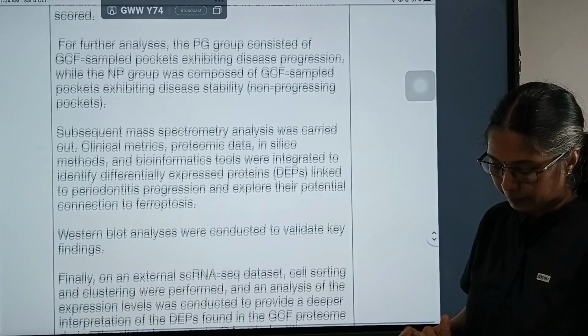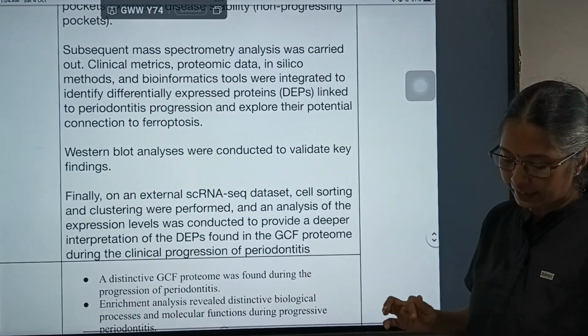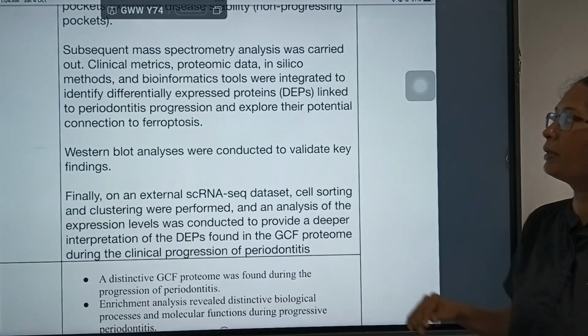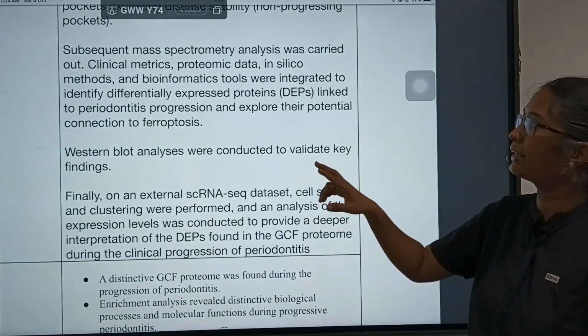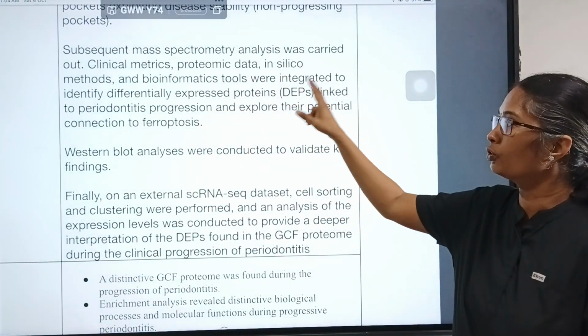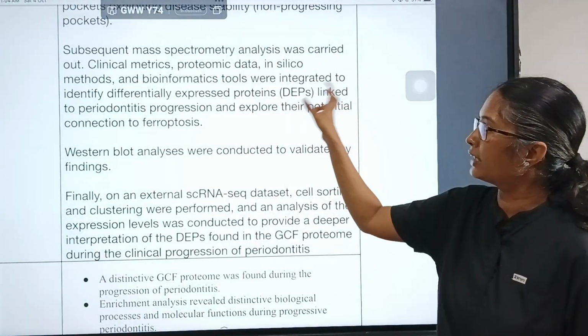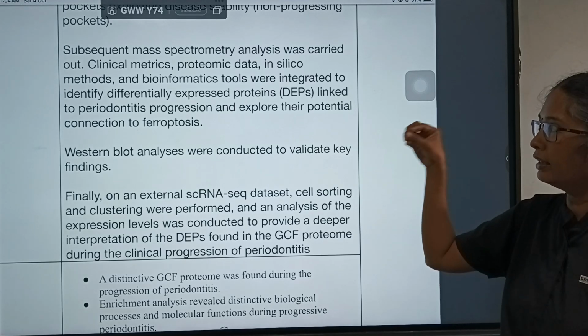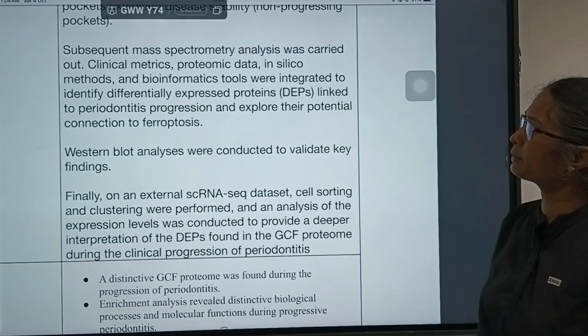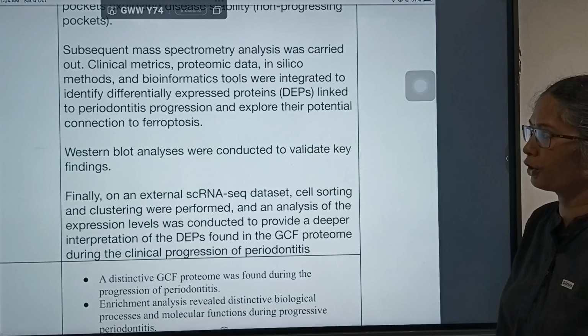And the subsequent mass spectrometry analysis was carried out. Clinical metrics, proteomic data, in silico methods, and bioinformatics were also used here. They integrated all these things to identify the differentially expressed proteins. So this was the main study where they wanted to find what the differentially expressed proteins are in that particular pathology, periodontitis progression, and explore their potential connection to ferroptosis.